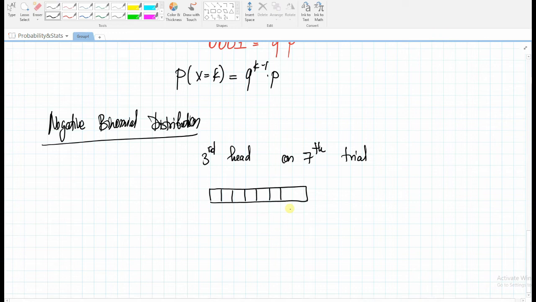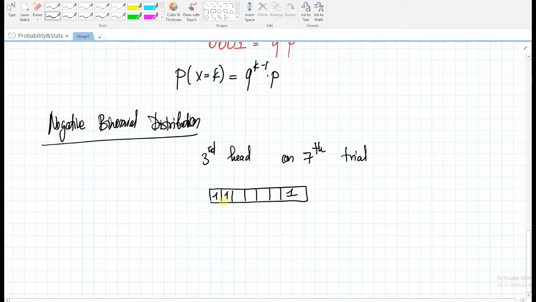Now, if I would like to finish this game exactly on the seventh trial, what should be the last digit? Success, right? The last digit should be 1. Why not 0? If this is 0, it means that either I got 3 heads already previously and had to finish previously, or I didn't get the 3 heads yet and I need to go on. So the last one should be 1, for sure. Always. If the last one is 1, how many 1s are left to be placed? 2, right? So for example, let's put them here. And how many zeros? 4. 1, 2, 3, 4.